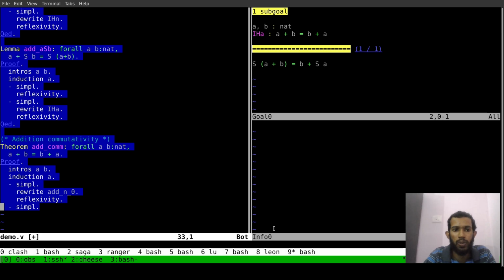So now I got S of A plus B. As you can see here, we already got S of A plus B is equal to A plus SB. We can rewrite using that. So we want to write, I think, from right to left. So we will need to use an explicit arrow here like this, and say add_A_SB, and hopefully, yeah, right.